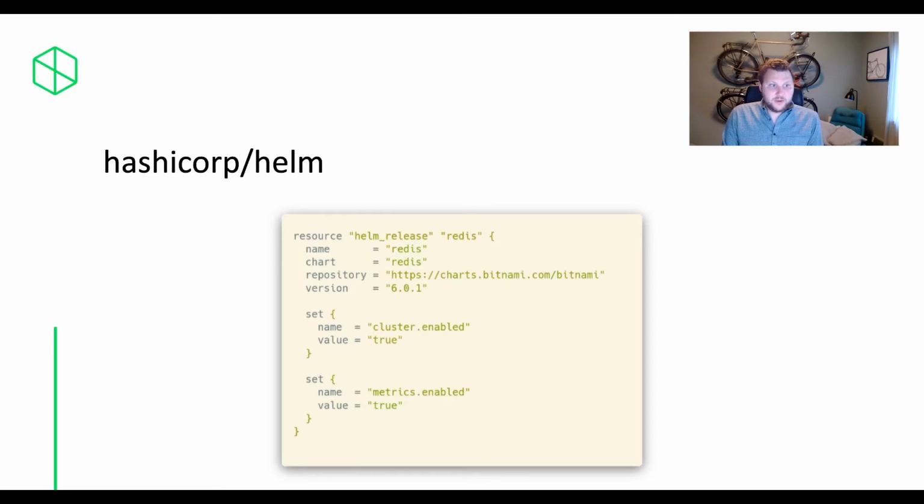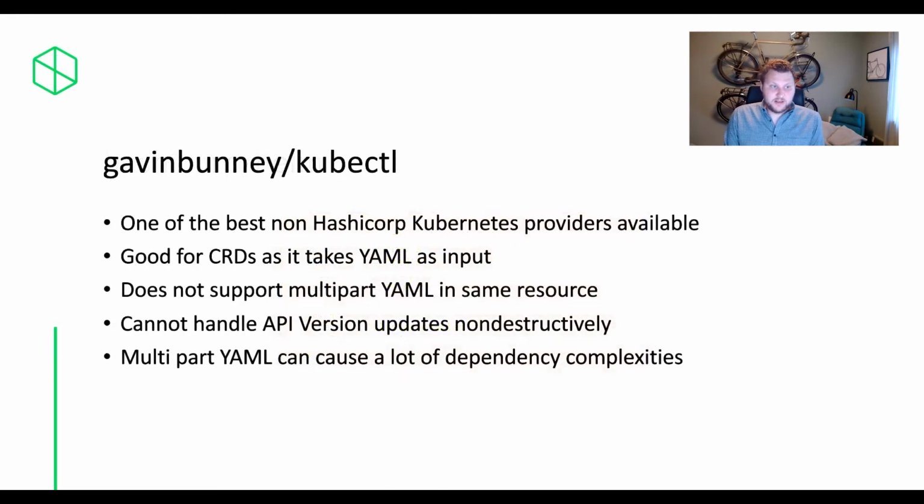Yeah, and then you have the kubectl provider. So kubectl is the name of the CLI that you use to interact with the Kubernetes API. There is a Terraform provider that attempts to mimic the kubectl behavior. It's probably one of the best non-HashiCorp Kubernetes providers out there. It's good when you want to manage CRDs because it takes pure YAML as input. So it is very similar to interacting with Kubernetes in a more traditional vanilla way.